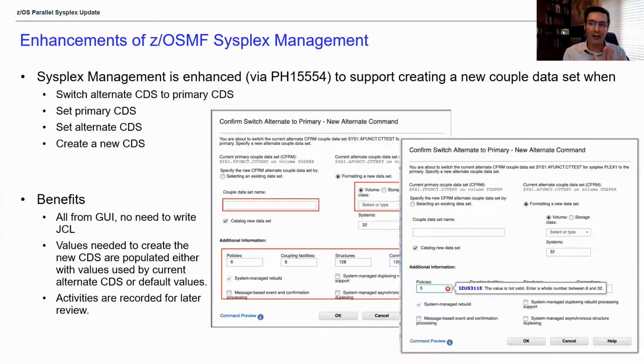So I might have a primary and an alternate. I want to switch the alternate to now be the new primary, and I want a brand new alternate. You can do that now by using the format a new data set option listed right here. You can also retrieve those values with either the values of the current alternate CDS or by default values. It allows you to override those values. A lot of function here in the Sysplex management plugin, and they keep adding more and more function. It's really a cool tool.